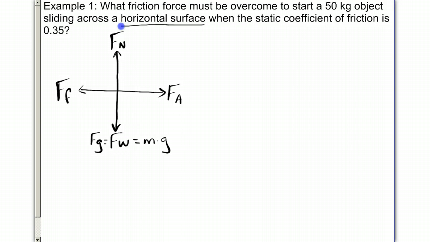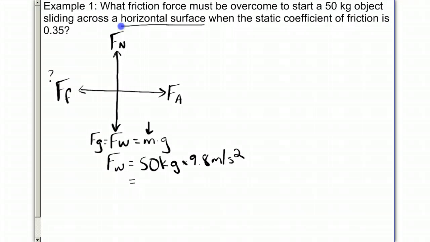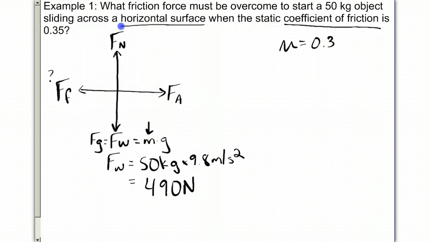So as we read our problem, it says what friction force, so we don't know the frictional force, must be overcome to start a 50 kilogram object. That's the mass, 50 kilograms. So the force due to weight is 50 kilograms times 9.8 meters per second squared. And if we multiply these two, then we'll have the weight, which is 490 newtons. And they tell you that you have a coefficient of friction equal to 0.35.